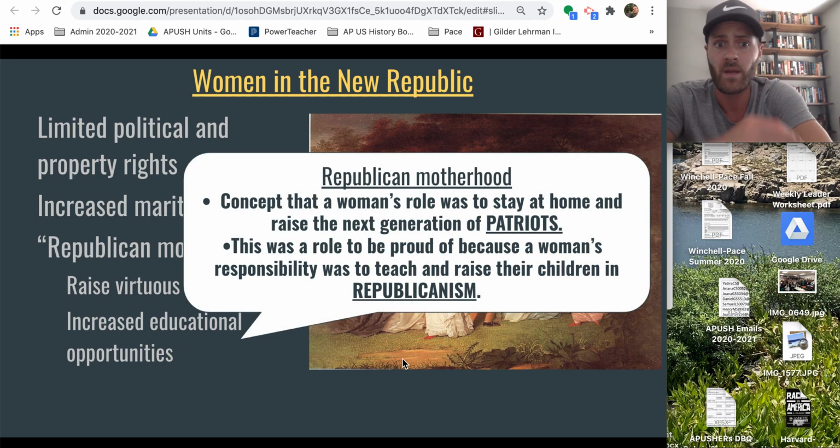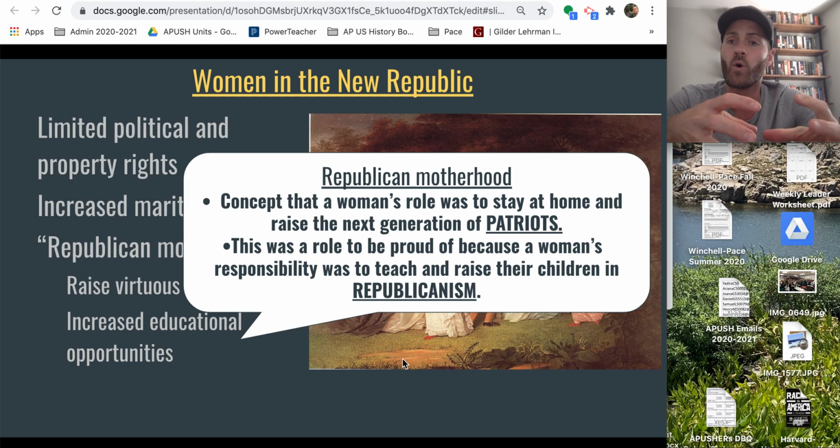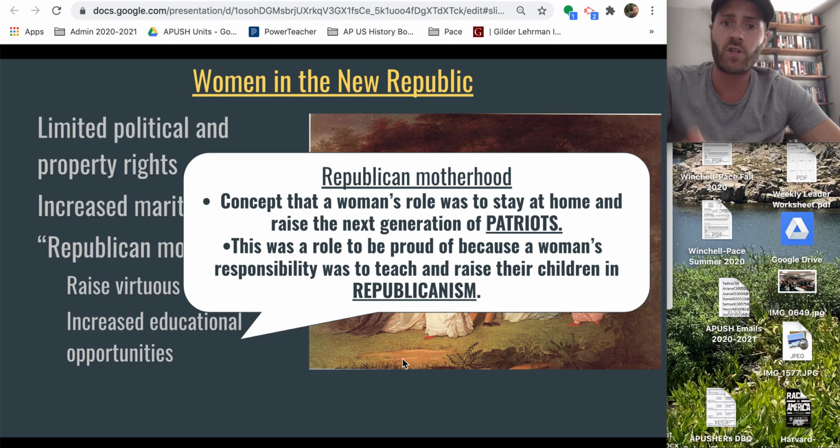So the Republic of Motherhood, if I was going to simplify it, is this concept that a woman's role is to stay at home. Again, we wouldn't consider this progress by 21st century standards or even 20th century standards. But it is a role with increased priority and emphasis by society and respect by society. They're going to stay at home and raise the next generation of patriots, the next generation of individuals to take on the legacy of the revolution and improve the nation continuously.